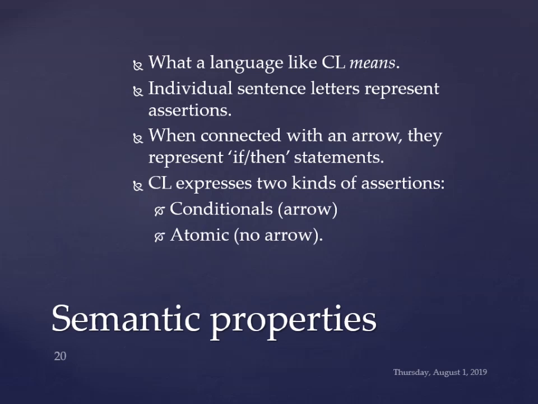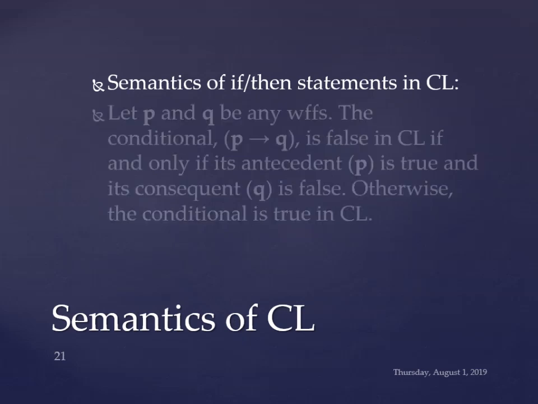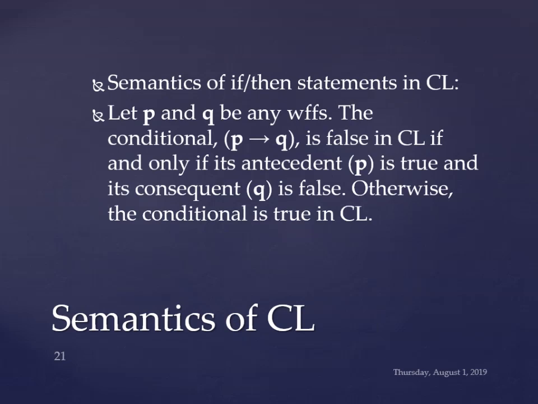All right, so let's get into the semantics then of if-then statements in CL. This is out of the book. You've got to remember this. And I'll go over this in more detail in the coming lectures, so just stick with it. But here it is. Let P and Q, and they're little p and q, by the way, be any well-formed formula that you can come up with. Then the conditional P arrow Q is false in CL if and only if its antecedent P is true and its consequent Q is false.